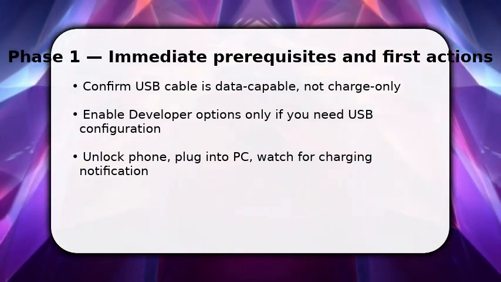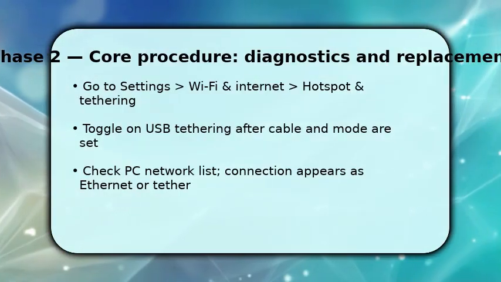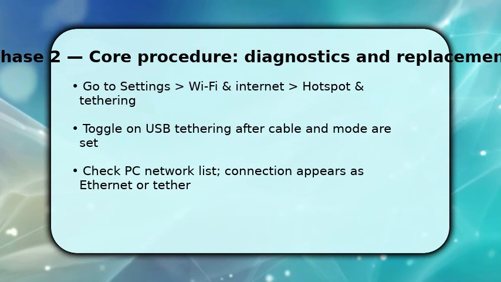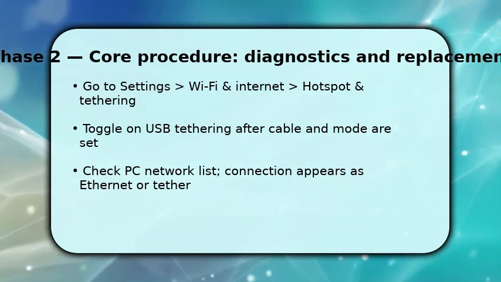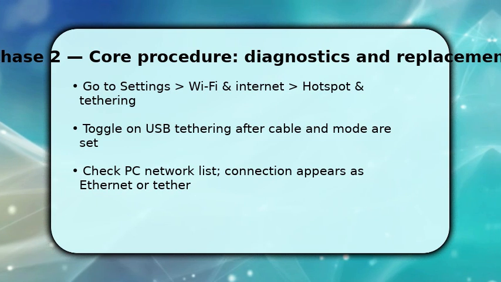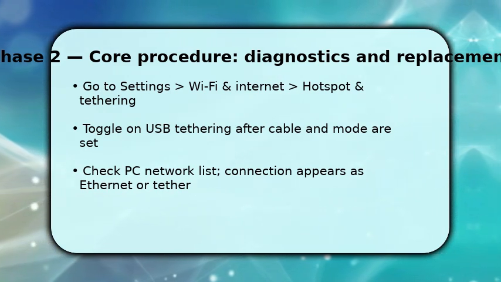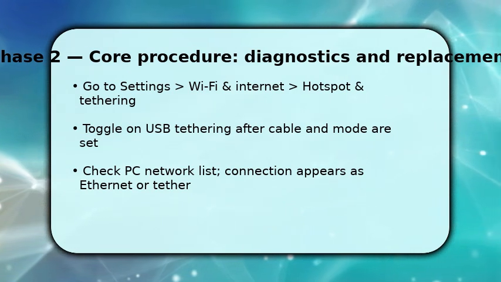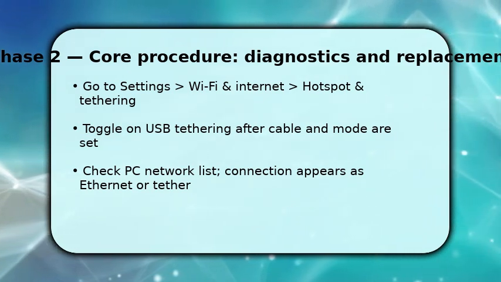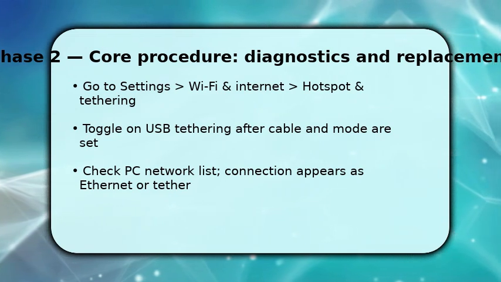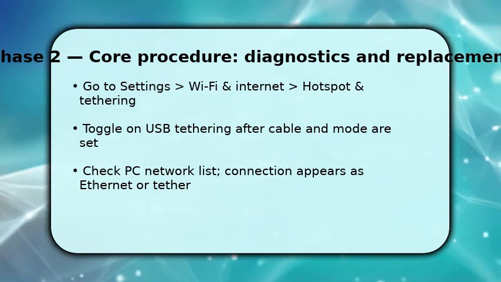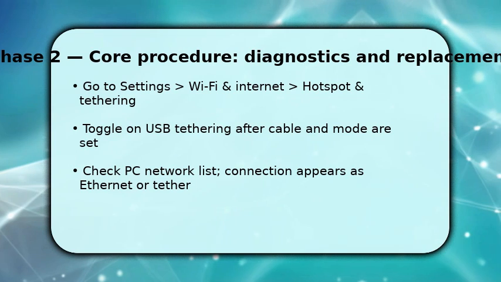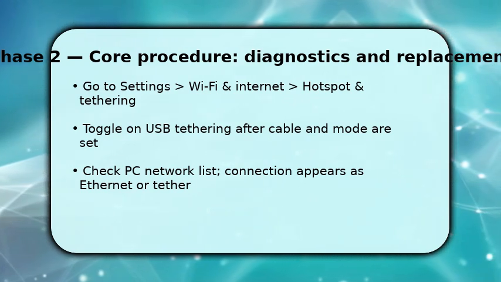Make sure battery is above 10% to avoid interruptions, and if prompted, accept any PC trust dialogues so the computer can see the device. Next, open Settings, go to Wi-Fi and Internet, then Hotspot and Tethering. That path is where Android exposes tether services. Once you flip the USB tethering toggle, the phone creates a network interface over the cable. Your PC detects it as an Ethernet or tether connection. You do this because tethering shares your mobile data link directly and is often faster and more stable than Bluetooth.